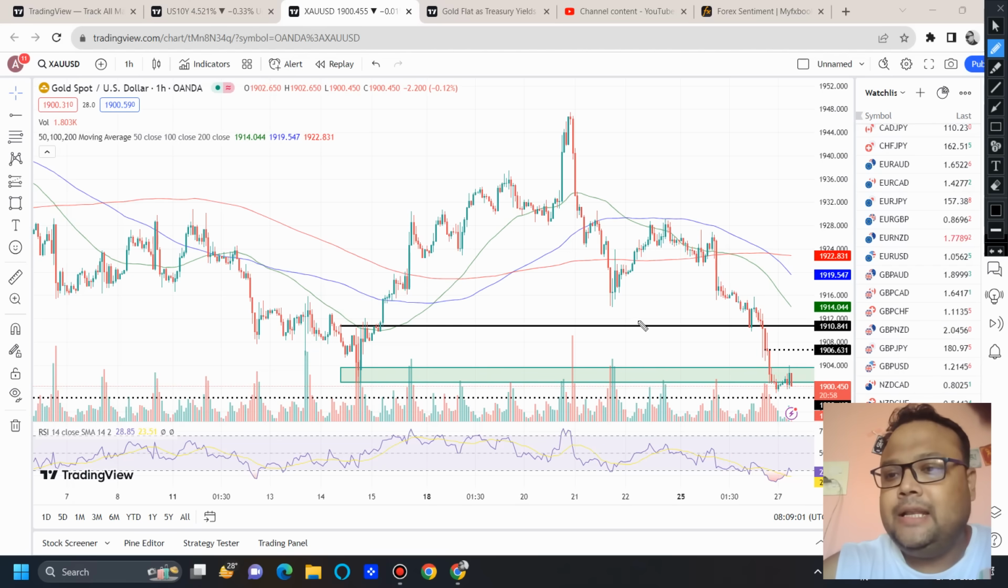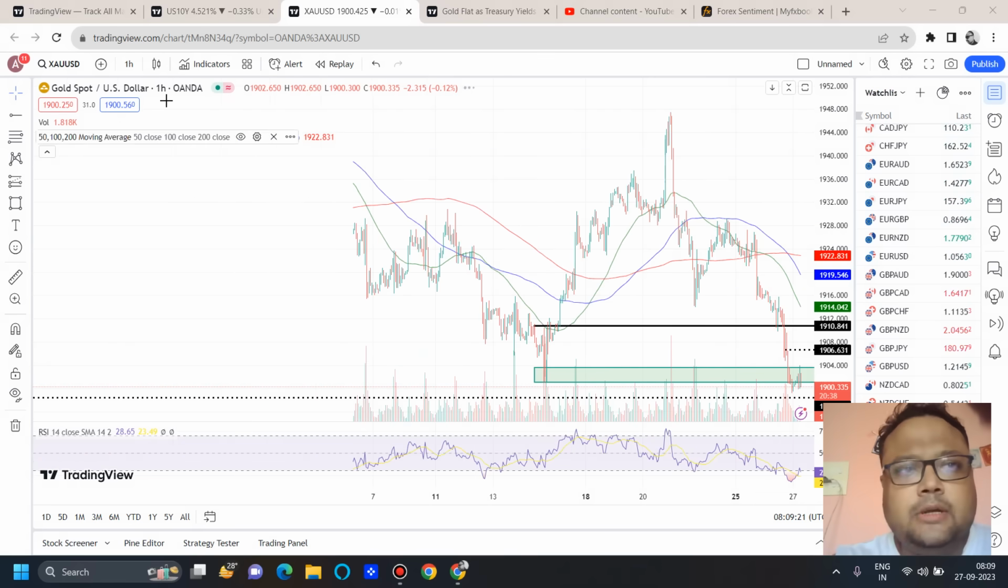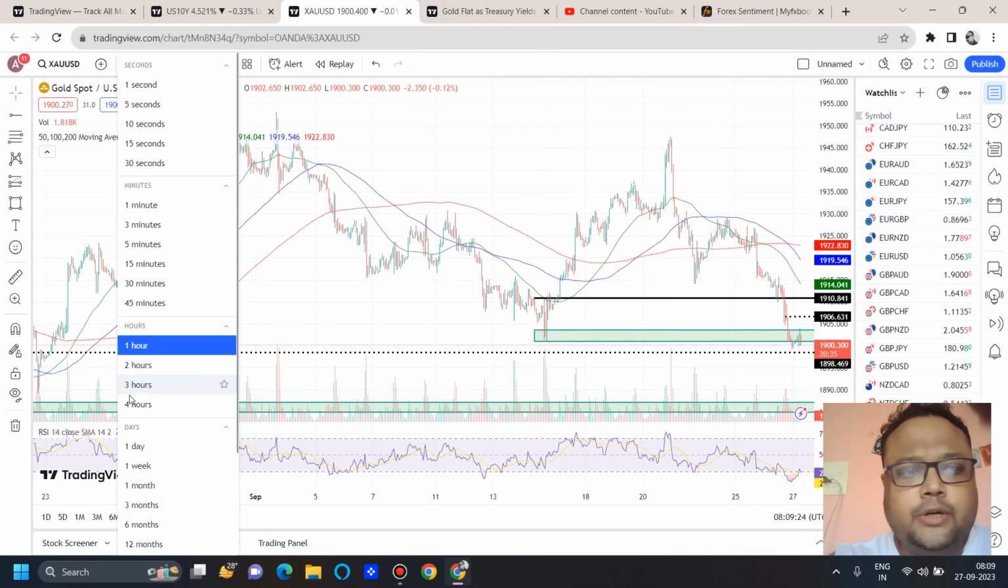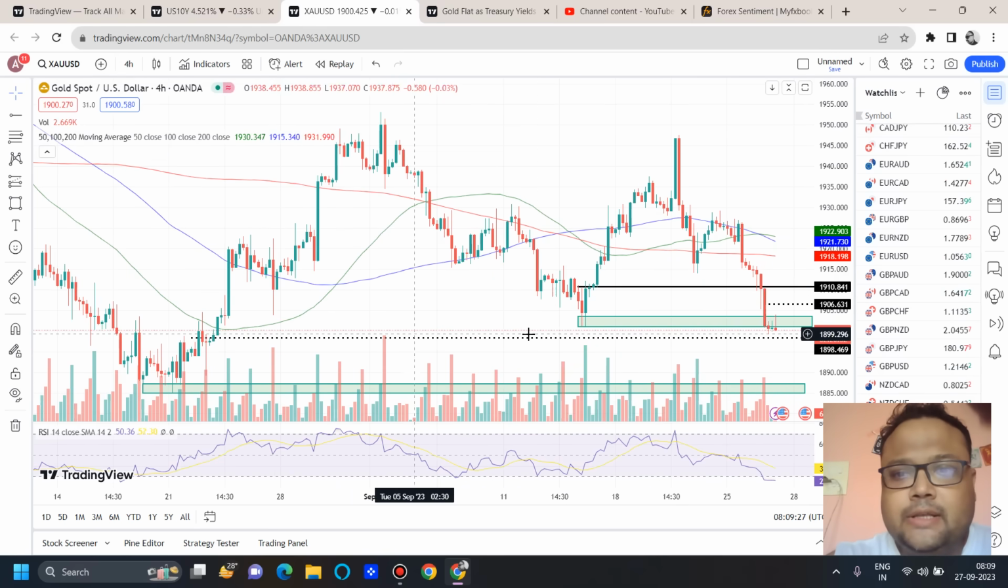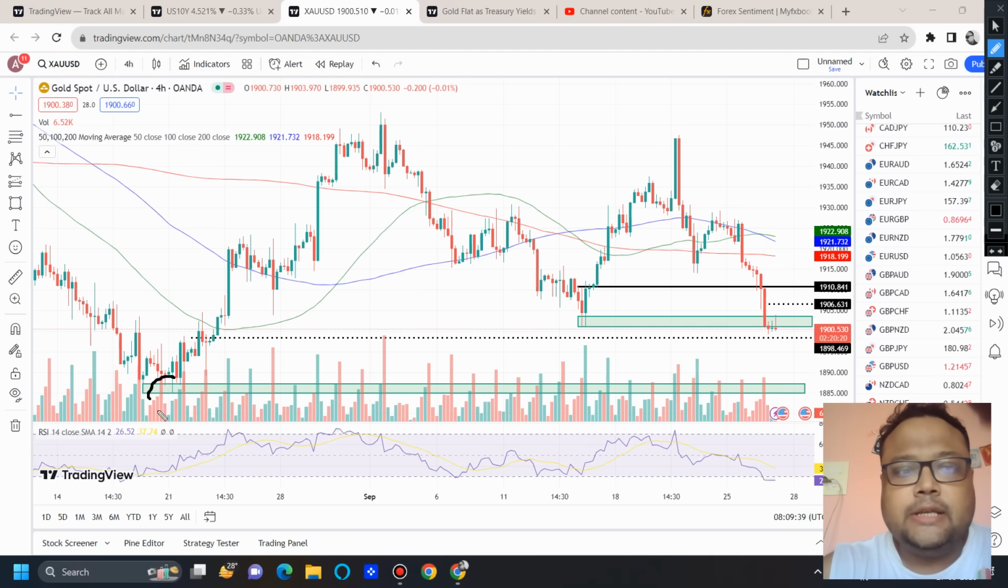So if the market breaks the 1898 level, or 1898.30, my sell stop is around 1898.30. If the market breaks the level, then yes, further downside is possible, and we can look for a sell position. Let me show you the reason also. This is the 4-hour time frame, and you can see that if the market breaks this support here, we do not have any immediate support. The next big support on the chart of gold is around 1885 to 1887. So this is the next immediate support, and we have free space here. If the market breaks this level, then yes, the market may come down to this level as well. That's why I have a sell stop around 1898.30.